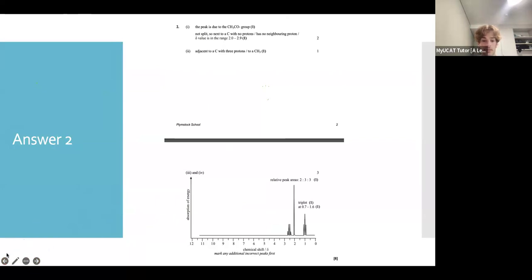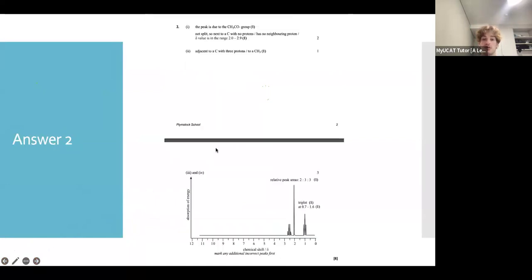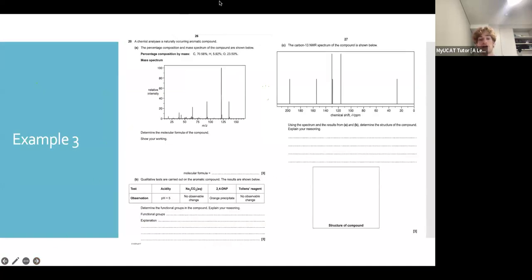Let's just go back to this one. So hopefully you can work this out. Let's do splitting over here, just making sure you're aware of the n+1 rule. Okay, so hopefully that makes sense. Let's go on to a final question.